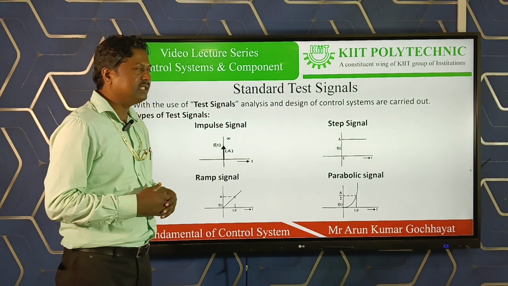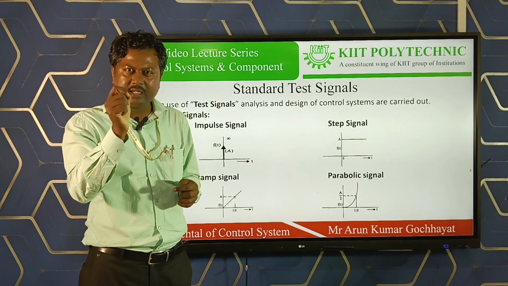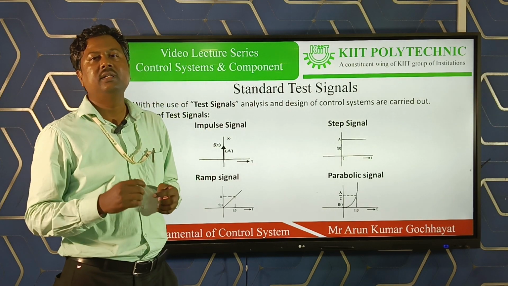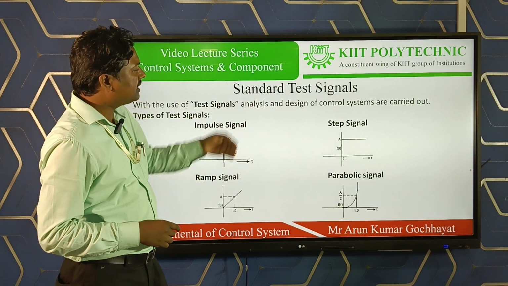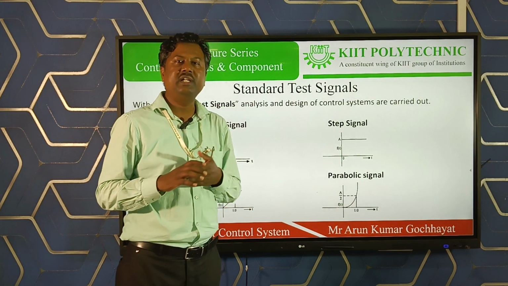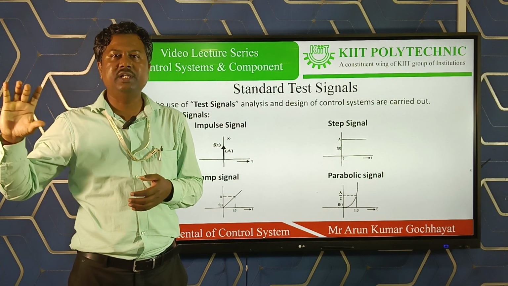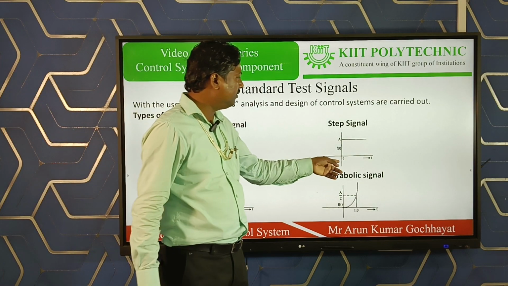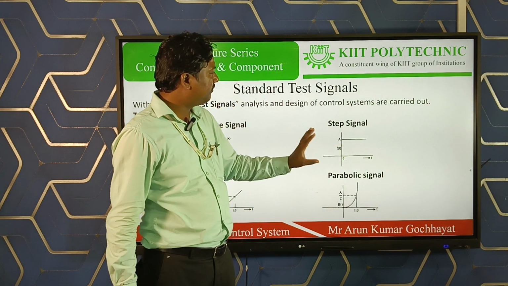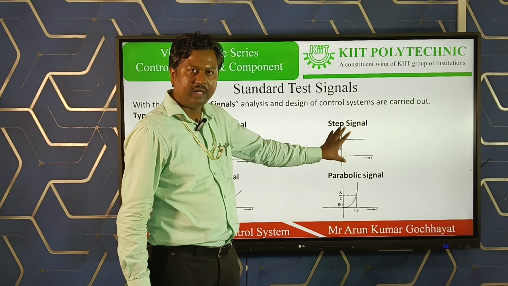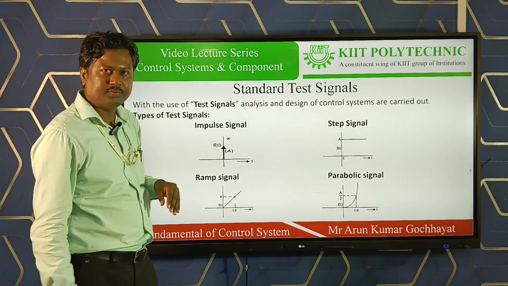Now, what is an impulse signal? An impulse signal is a signal where the value is very, very high at a particular instant. But in the case of a step signal, the signal has a unit value and that value remains for a certain duration of time. Thus, you can see over here, for t greater than or equal to 0, the value of the signal is A, and that value remains as it is. So that is a step signal.